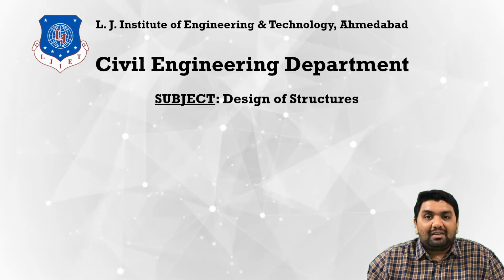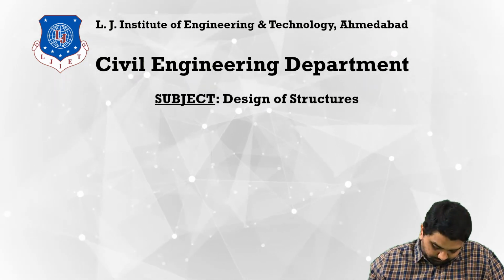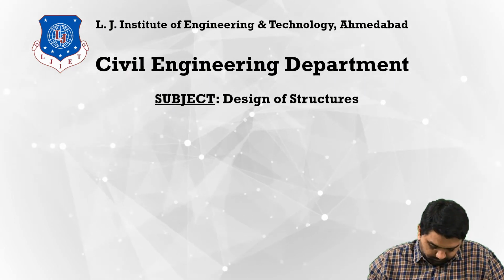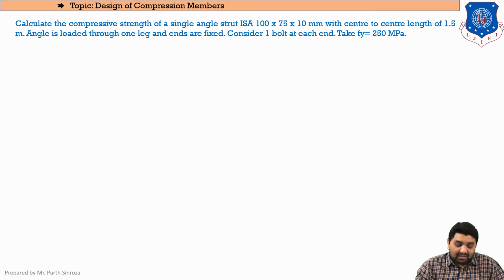So here the question is: calculate the compressive strength of a single angle strut, ISA 100 cross 75 cross 10. It is an unequal angle, with a center to center length of 1.5 meter. Here the center to center length between the members has been given. Angle is loaded through one leg and ends are fixed. That means the load is applied only on one leg and not on the other leg.